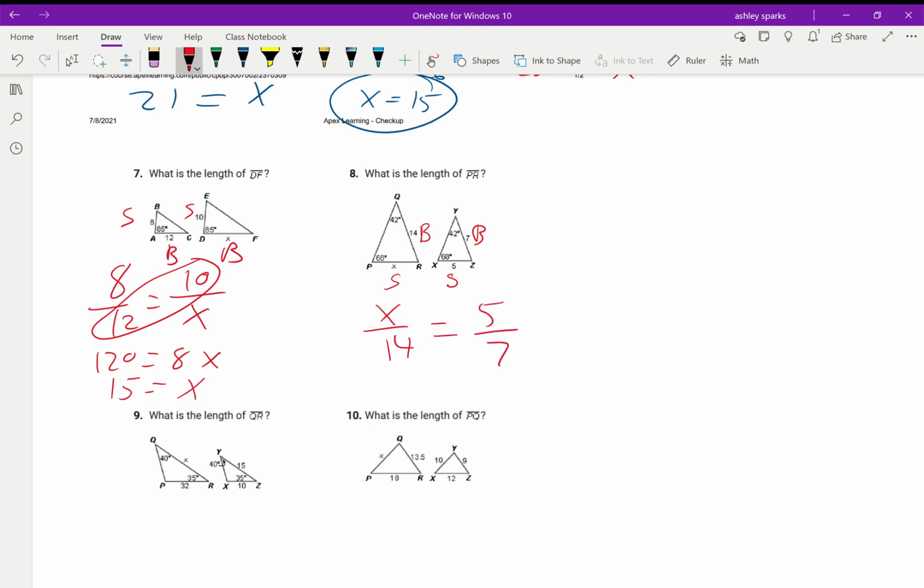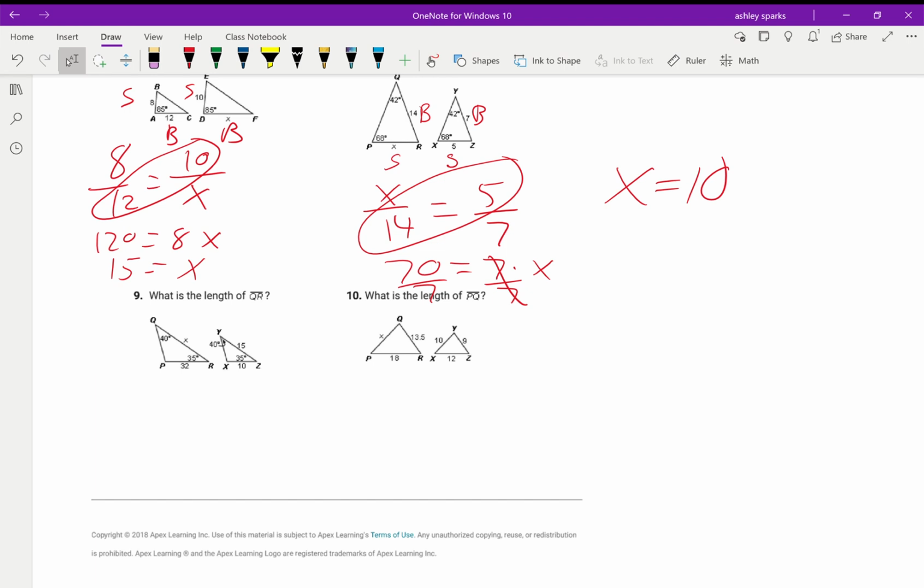It really doesn't matter. I like to do small over big, but you have to stay consistent. So I couldn't do x over 14 and then 7 over 5. You have to be very organized with it. So if you're like me, just stick with small over big and it should stay fine for you. We're going to do 14 times 5, which is 70. And 7 times x, divide out our 7, and x equals 10.